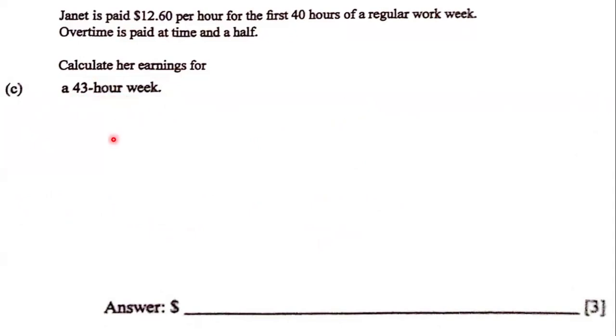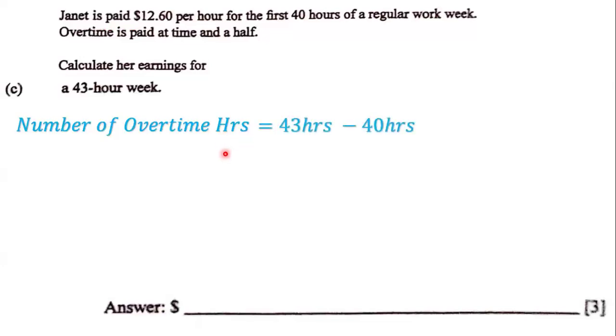Next, the question states, calculate her earnings for a 43-hour work week. In order for us to figure out her earnings for a 43-hour work week, the first thing that we will do is determine the number of overtime hours worked. Notice that a regular 40-hour work week contains 40 hours. And so that means if we want to figure out the number of overtime hours, we're going to take 43 and subtract 40. And so that means that she worked 3 hours in overtime.